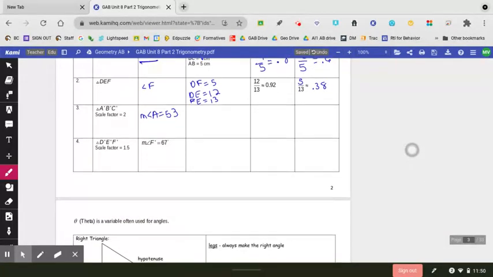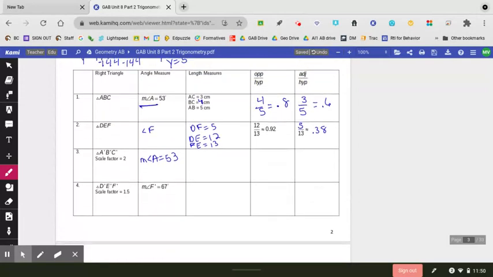What I want you to do now is finish page 2 for homework. If you have any questions, we're going to pick up here tomorrow in class.